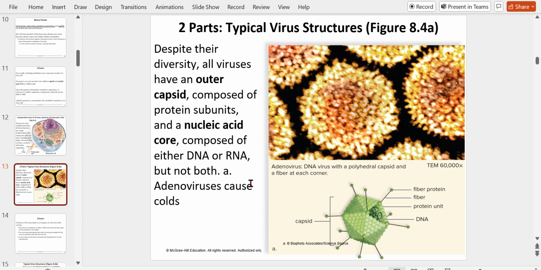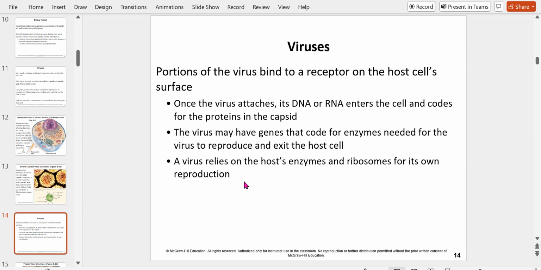Adenoviruses cause colds. Portions of the virus bind to the receptor on the host cell's surface. Once the virus attaches, its DNA or RNA enters the cell and codes for the protein in the capsid. The virus may have genes that code for enzymes needed for the virus to reproduce and exit the host cell. A virus relies on the host's enzymes and ribosomes for its own reproductive purposes.